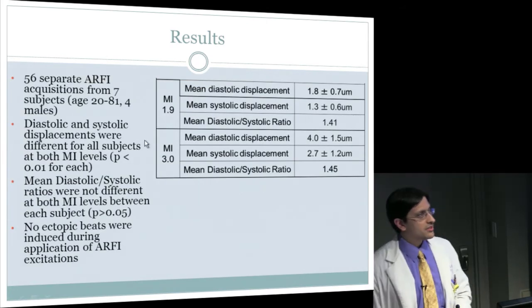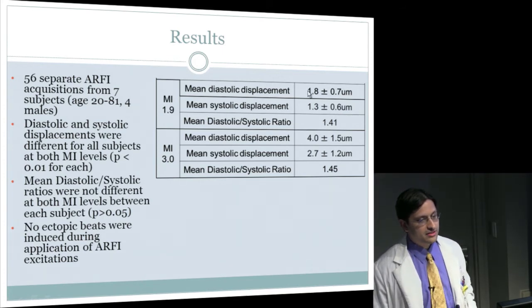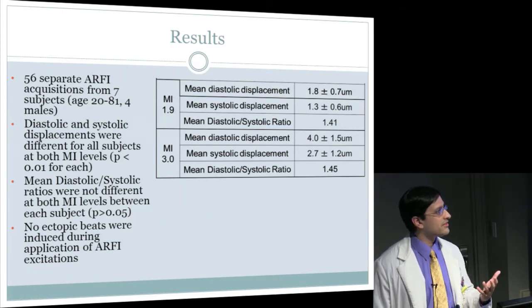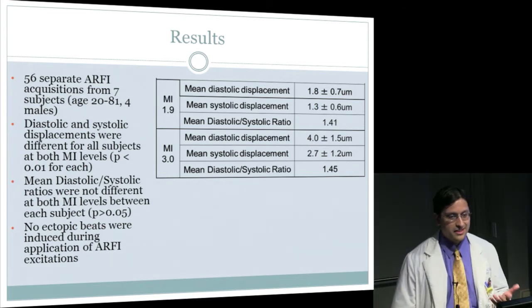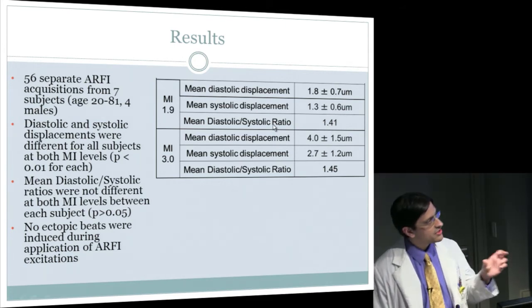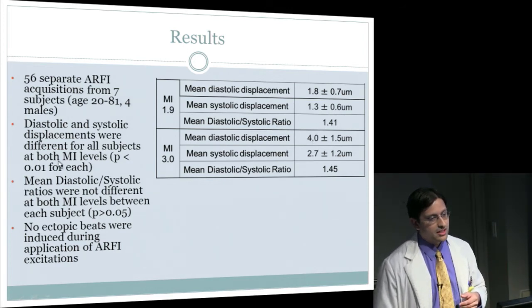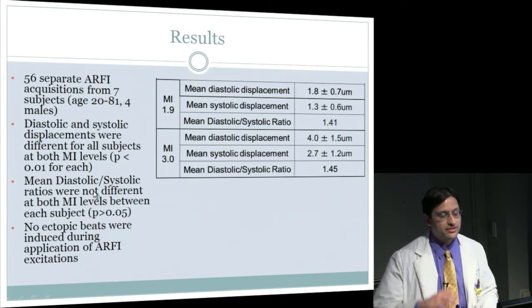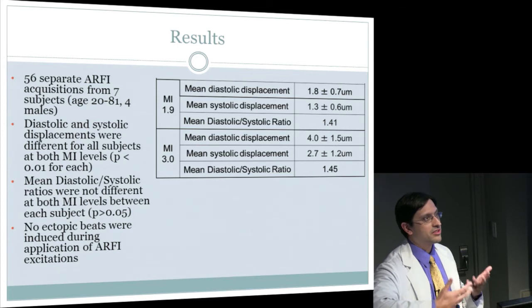If you look at the overall results, we had 56 total acquisitions at the LV apex we could look at. If you compare mean diastolic displacements to the mean systolic displacements, they were significantly different, which isn't surprising, but again, just made us feel better about the quality of our results. And this occurred at both the MI of 1.9 as well as the MI of 3.0. What was interesting is that the ratio between diastolic and systolic displacements was not different across all patients. And we wonder whether this may represent kind of a unique metric we can use using this method.